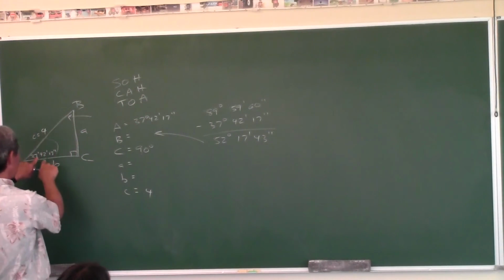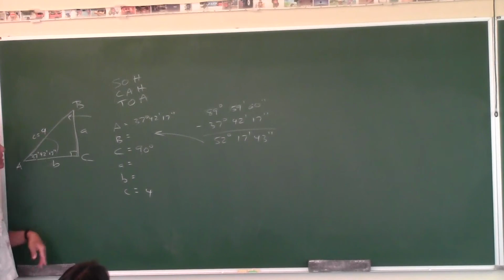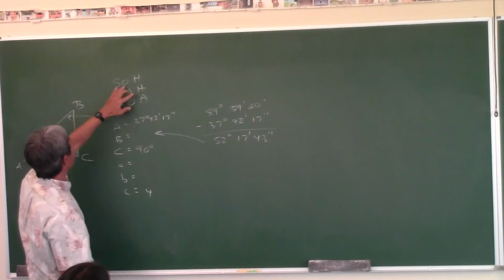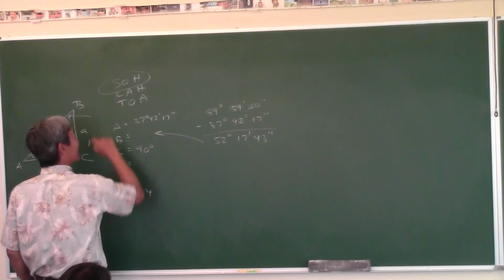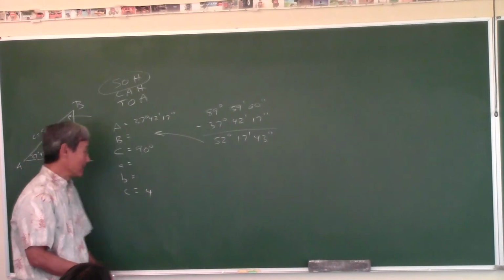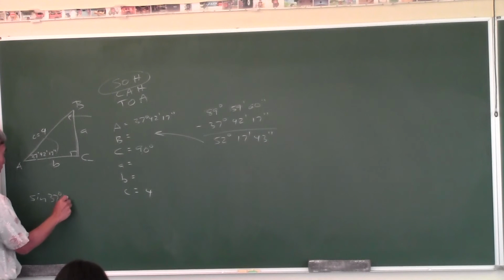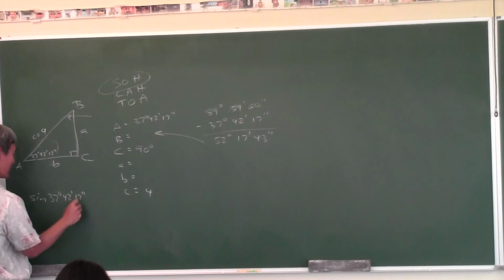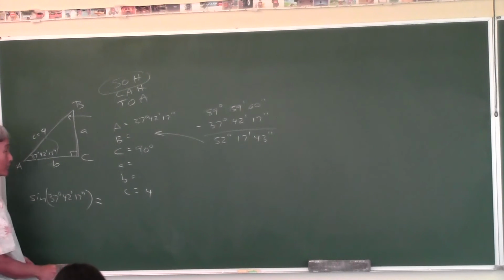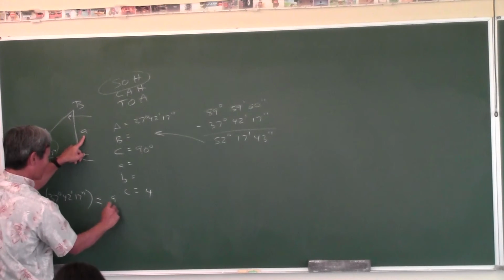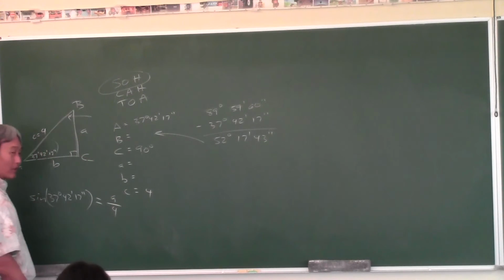Which of these three has opposite and hypotenuse in it? Look at it. Where do I see opposite and hypotenuse? Down right there. So that means I'm going to use sine. So the sine of 37 degrees, 42 minutes, and 17 seconds is equal to opposite over hypotenuse, which is 4.